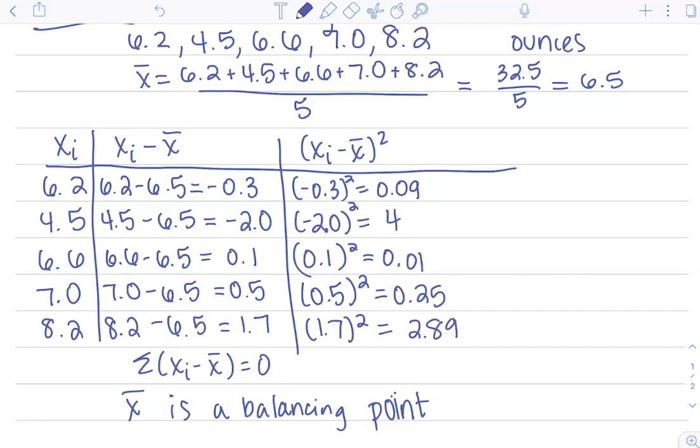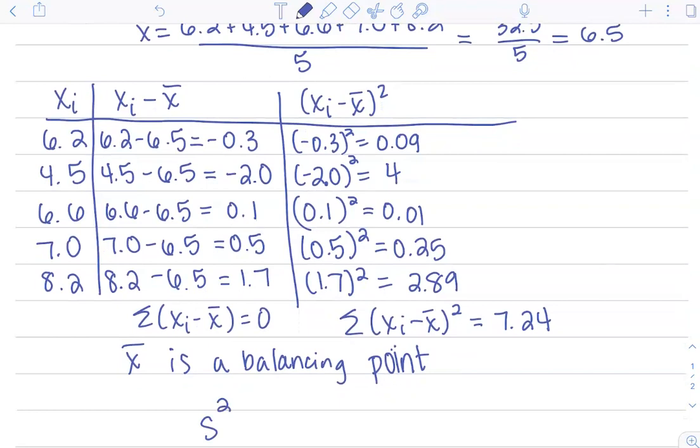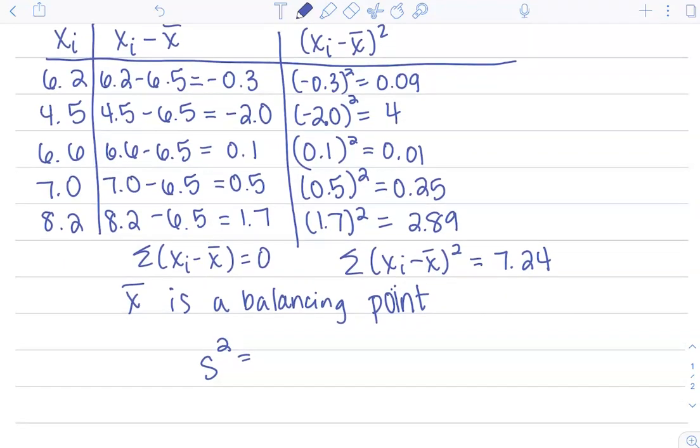From here, we can add all of these squared deviations. So we'll add 0.09 plus 4 plus 0.01 plus 0.25 plus 2.89, and our sum here is 7.24. To get the variance, so to get our s squared, you take that sum and divide by n minus 1, which in this case, n, the sample size, is 5. So our variance will be 7.24 divided by 4, which is 1.81.